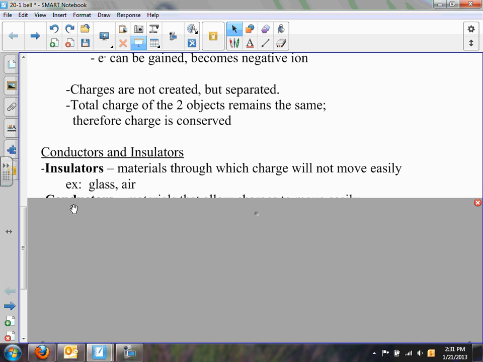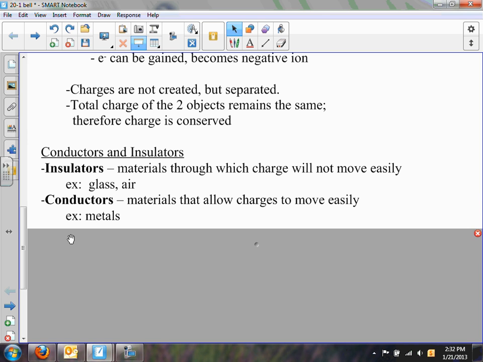Insulators are materials that don't allow charge to move easily through. Glass is a good insulator. Air is a really good insulator. That's why our new windows are double pane. You have a piece of glass which insulates, another piece of glass, and in between you have a gas, typically argon gas, but air is also an insulator. It's not quite as good.